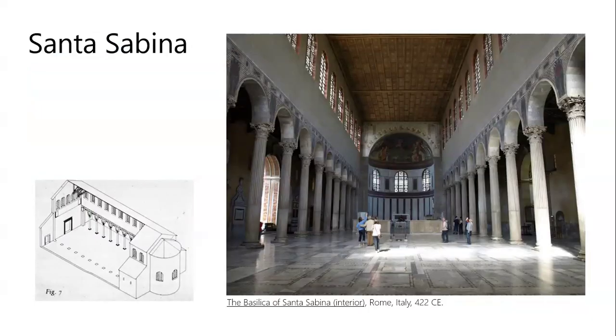So here is Santa Sabina from the inside. We have that basic internal colonnade structure of a basilica, but we already have the addition of the apse over here, that rounded part on the outside going around.